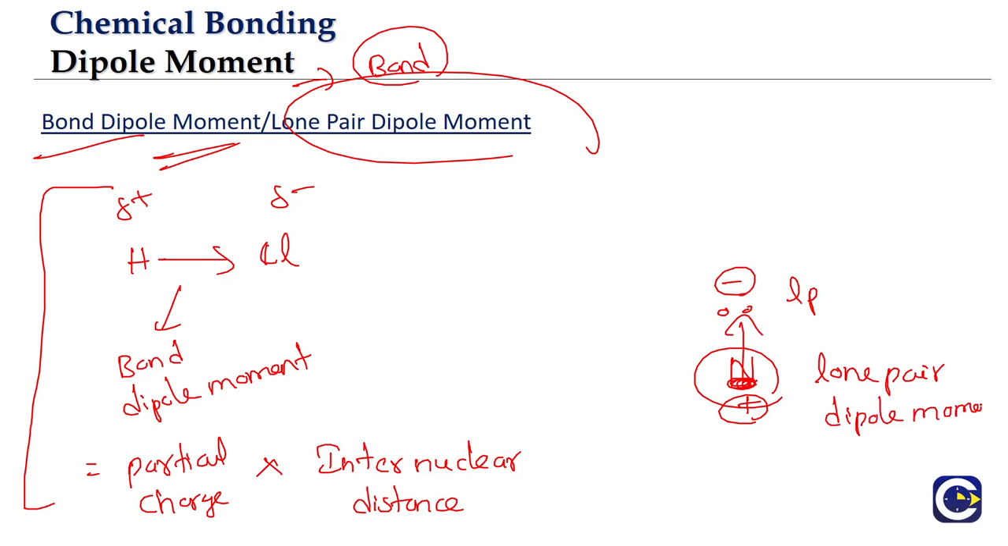So in a molecule, when we want to talk about the dipole moments, we will have the bond dipole moments as well as the dipole moment coming from the lone pairs. So hence we will talk about the bond dipole moment as well as the lone pair dipole moment.